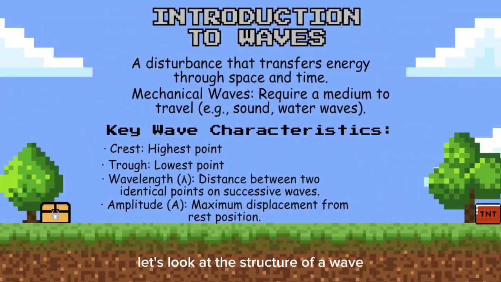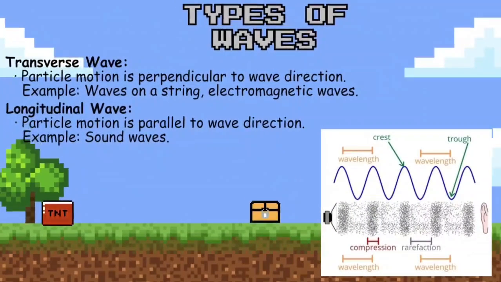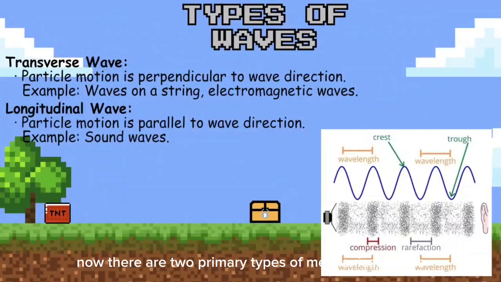Let's look at the structure of a wave. The highest point is called the crest, and the lowest point is the trough. The distance between two identical points, say from one crest to the next, is the wavelength, symbolized by the Greek letter lambda. Now, there are two primary types of mechanical waves. The first is a transverse wave. Here, the particles of the medium move perpendicular, or at a right angle, to the direction the wave is traveling.